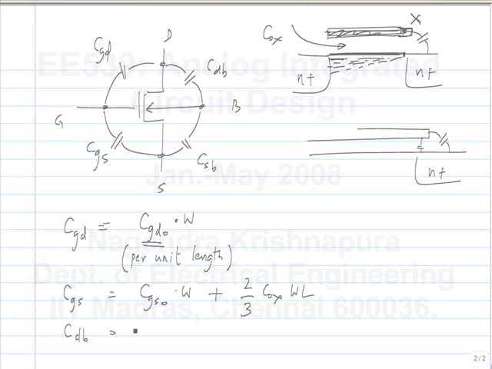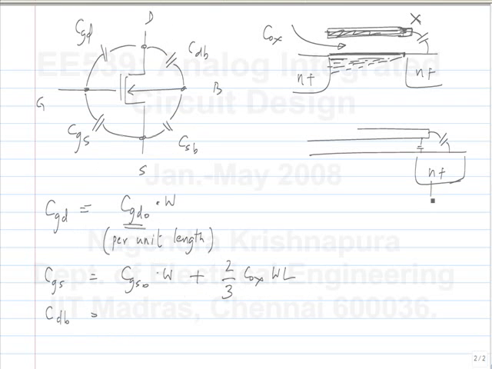And how much is CDB? It's a junction. So there is something that depends on the area of the junction, and there is something that depends on the perimeter of the junction to the sides. Okay? It's just called CJ. This is the junction capacitance per unit area times the area of the drain region plus this is denoted SW to denote side wall. Okay, it's the capacitance per unit length of the same junction times the perimeter of the junction.